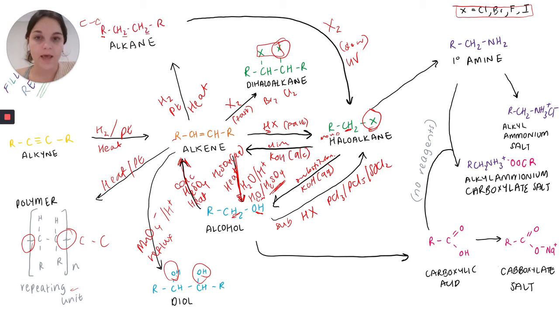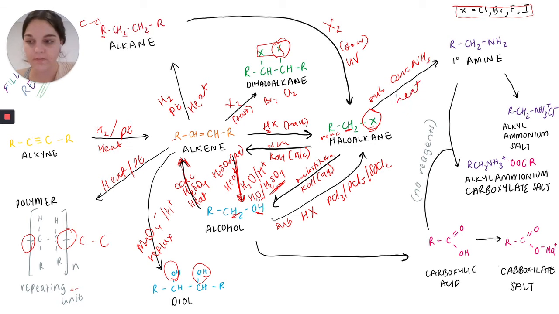Looking at a haloalkane to an amine, so I want this to be an NH2 group, so another substitution. I need to use concentrated NH3 and some heat with that.